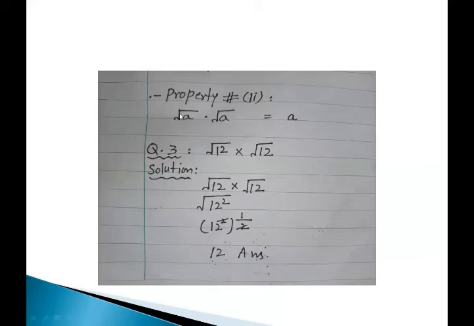Property number 2 was: the square root of a multiplied by the square root of a is equal to a. There is a question over here: what if there is the square root of 12 multiplied by the square root of 12? It would definitely come as 12. But we are going to prove that property, so we have to solve it.